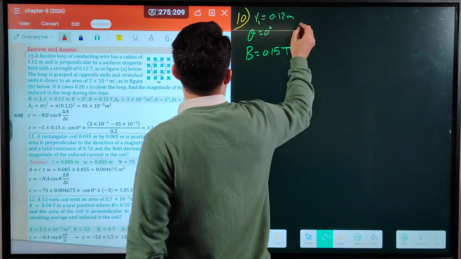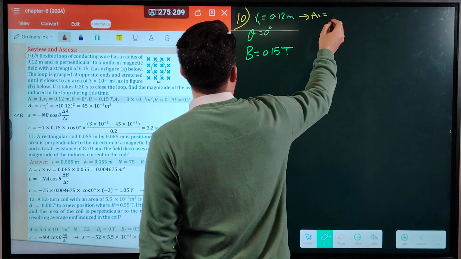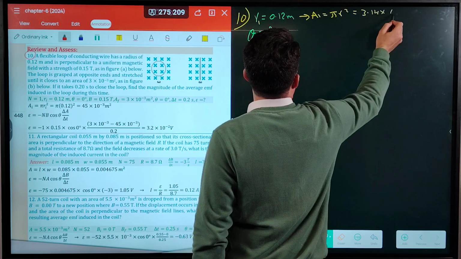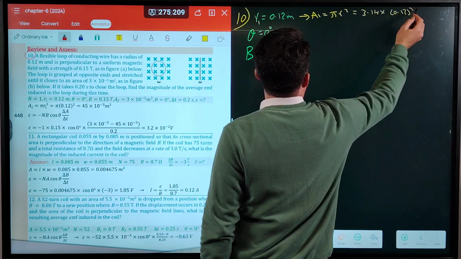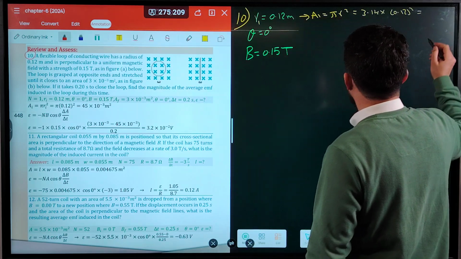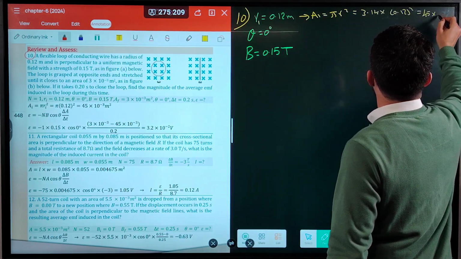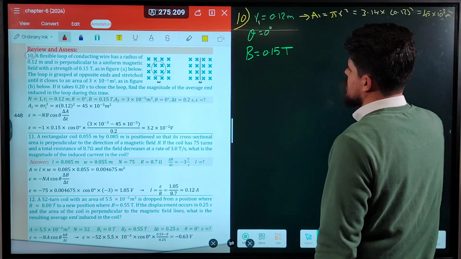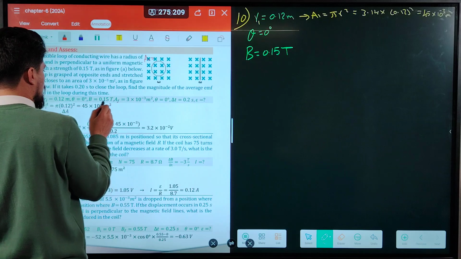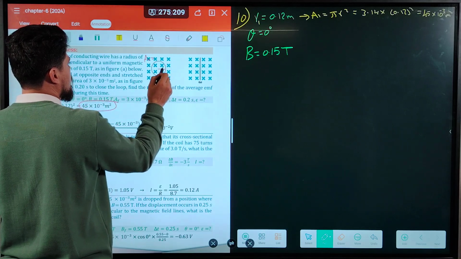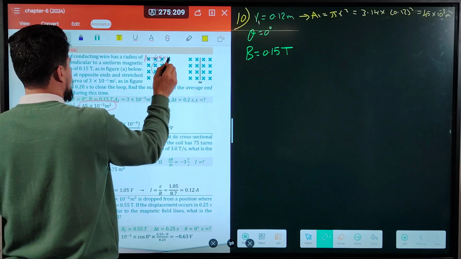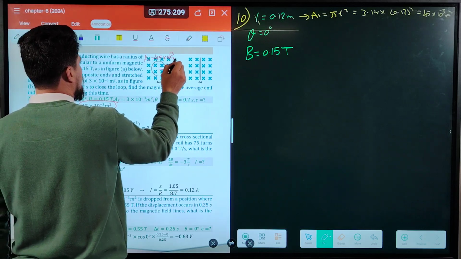So this is R1. We have to convert to A1, which is equal to pi r squared, 3.14 times 0.12 squared. Area is equal to 45 times 10 power negative 3 meters squared. A1 is equal to what? The radius is given, but whenever the radius is given, you can convert to area: 45 times 10 power negative 3 meters squared.